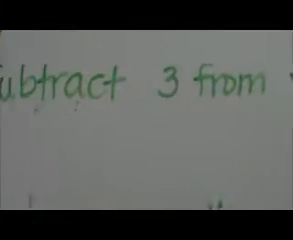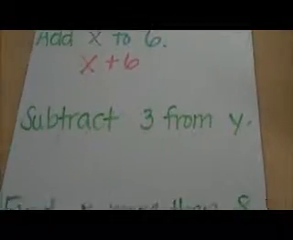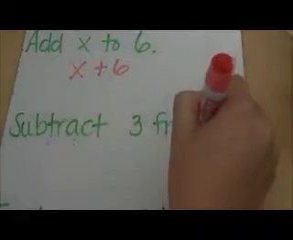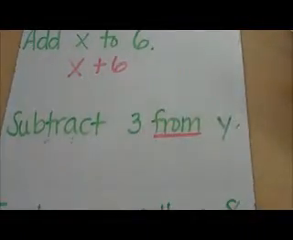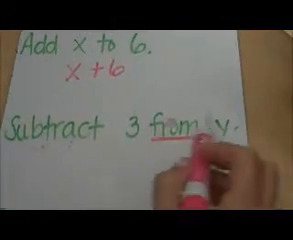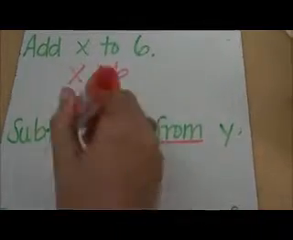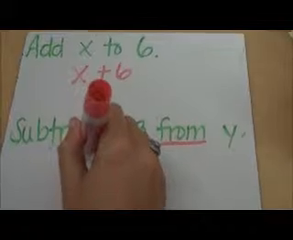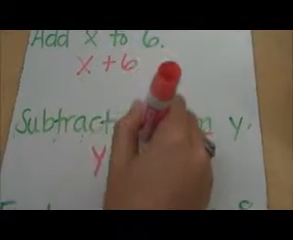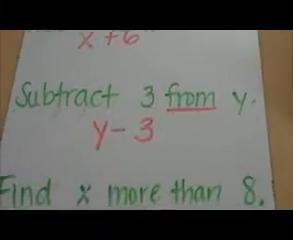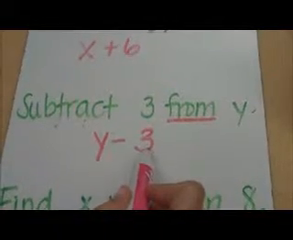The second sentence says subtract 3 from y. You need to look at this word from. We are taking 3 from y. Well, so this expression is going to look like this. Y minus 3. Because we are taking 3 from y.